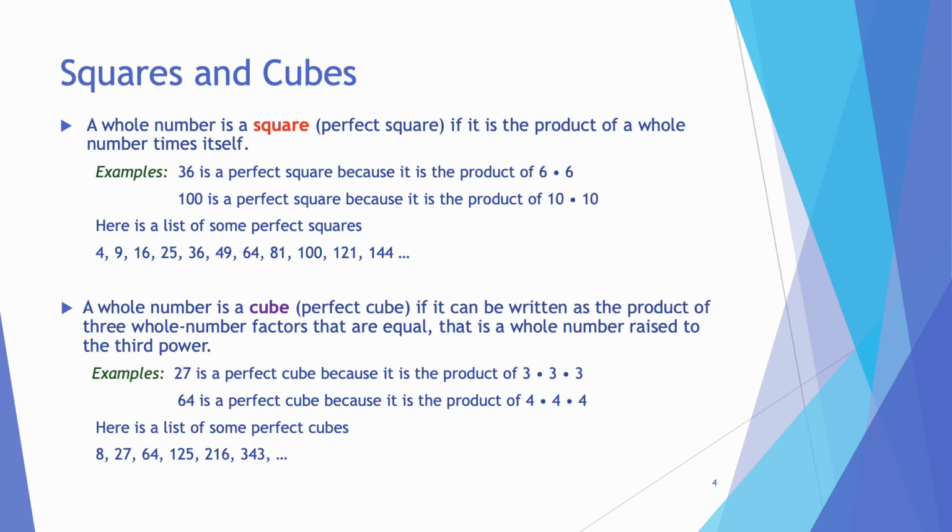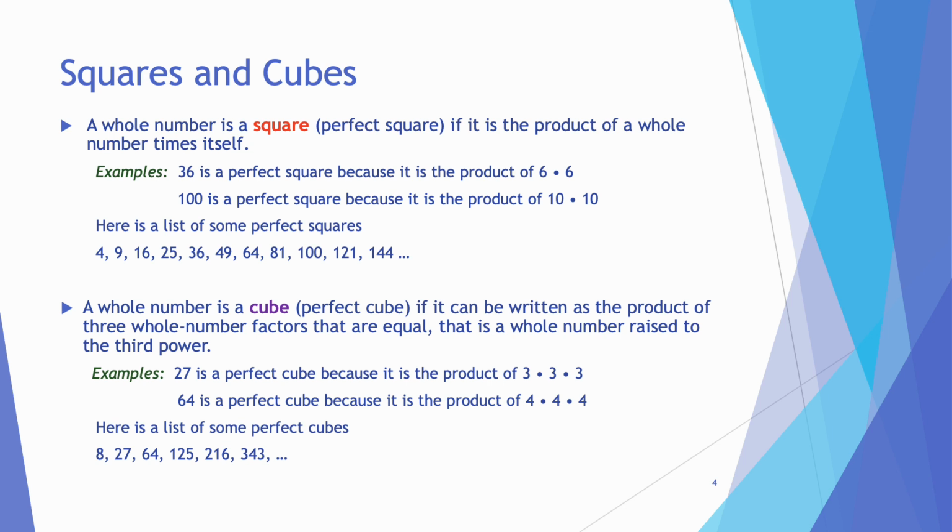There are 2 exponents that have special names, squares and cubes. A whole number is a square, a perfect square, and the exponent is 2, if it's the product of a whole number times itself. For example, 36 is a perfect square because it is the product of 6 times 6, or 6 squared. 100 is a perfect square because it is the product of 10 times 10, or 10 to the 2nd power.